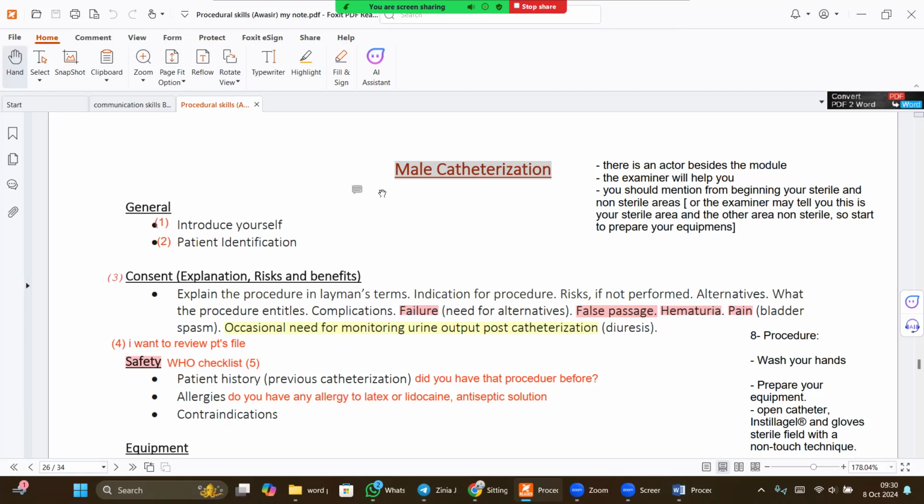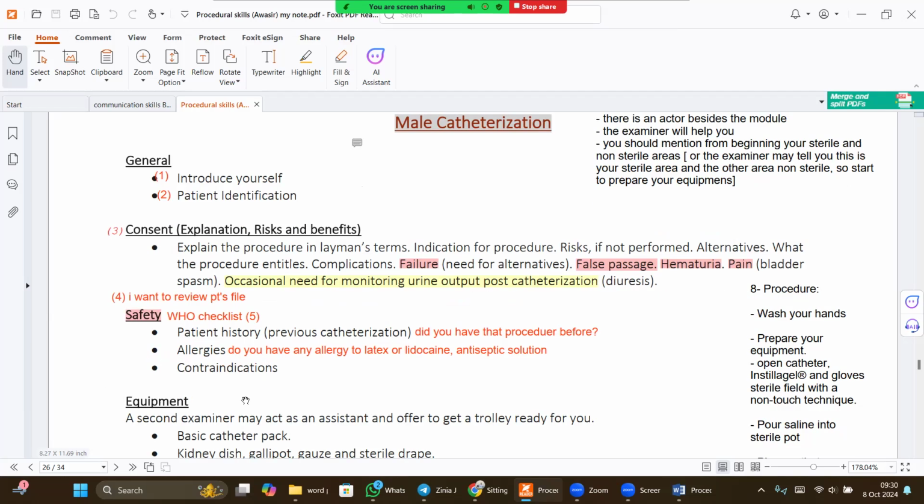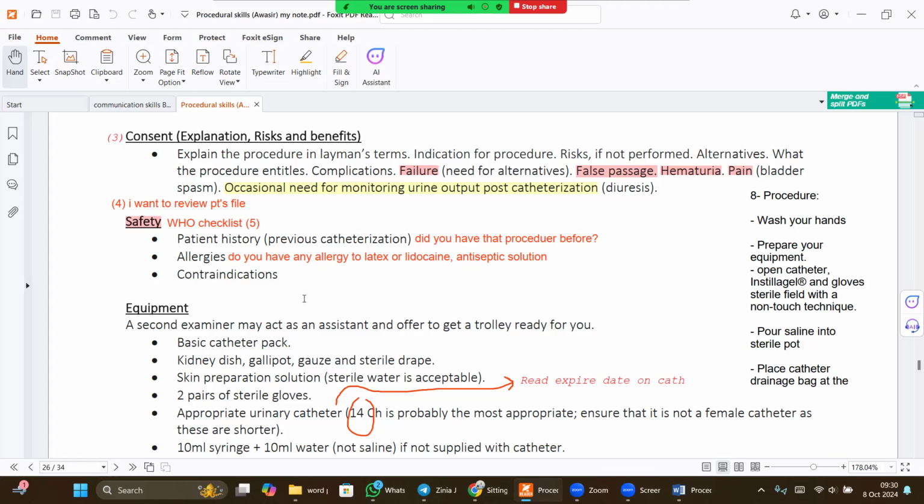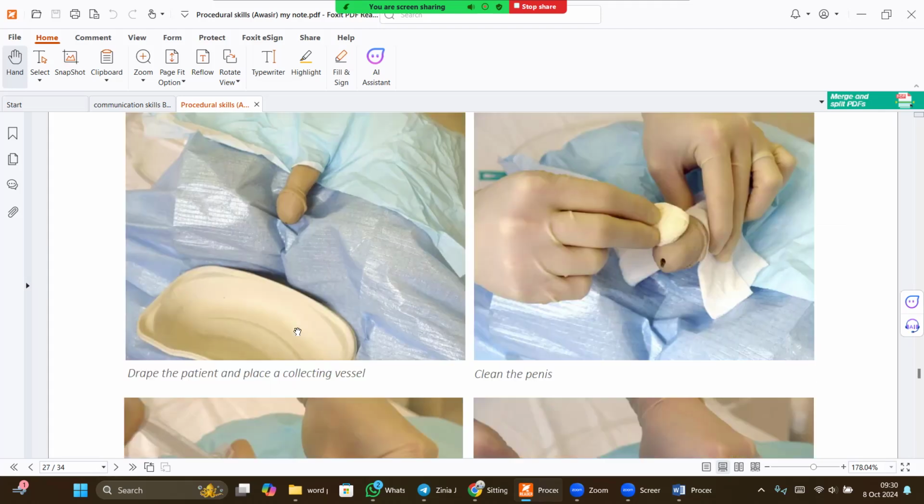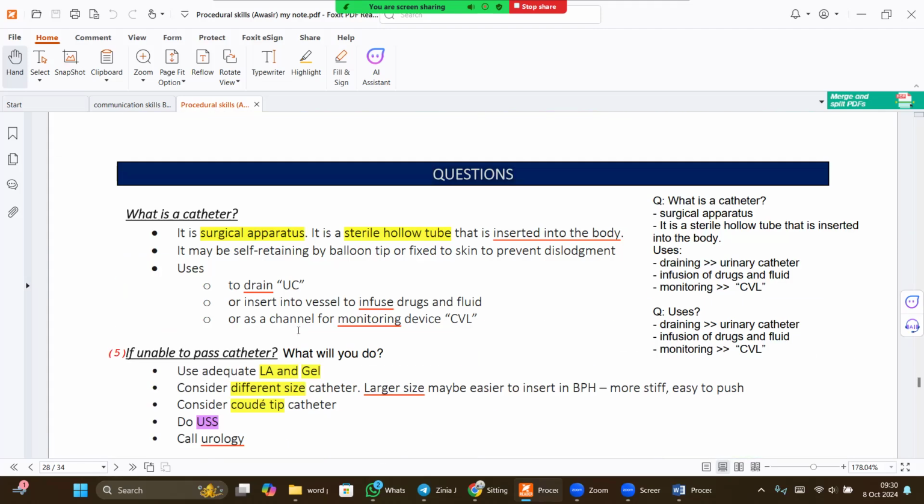So first of all, introduce and patient identification, then consent, then WHO checklist and patient's file review, then equipment collection, then the positioning and the procedure. This is overall. And then there will be a short presentation, or it might not be required and the examiner will directly ask questions.